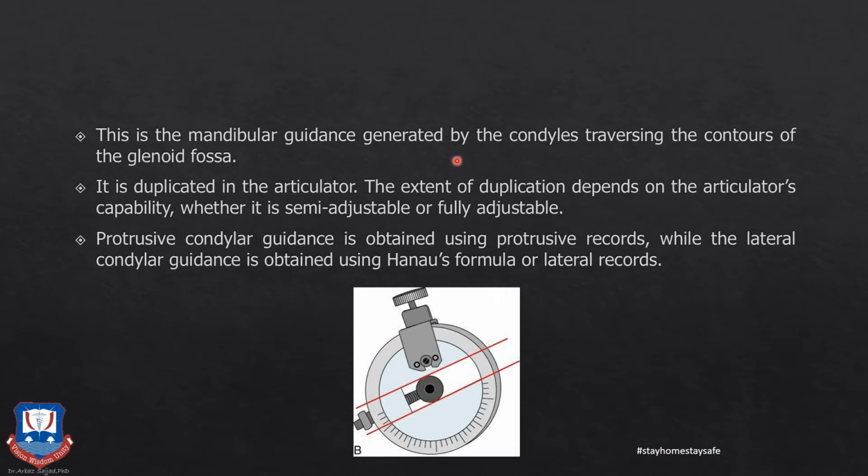Also, condylar guidance is known as horizontal guidance. This guidance is generated by the condyles traversing the contours of the glenoid fossa. It is then duplicated in the articulator. The extent of the duplication depends upon the ability of the articulator, whether it is a non-adjustable articulator, a semi-adjustable articulator, or a fully adjustable articulator like class 4A and B articulators. Now, the protrusive condylar guidance is obtained when we obtain protrusive records from the patient, and lateral condylar guidance is obtained by using Hanau's formula, which was described in the previous lecture, or by using lateral records in articulators that accept the lateral records.